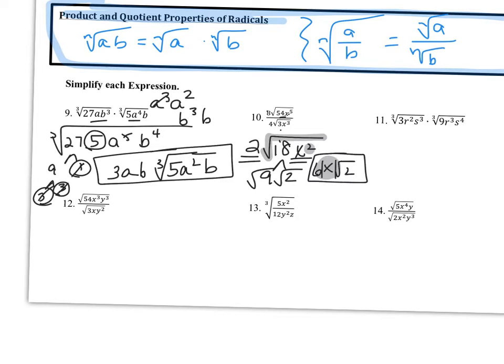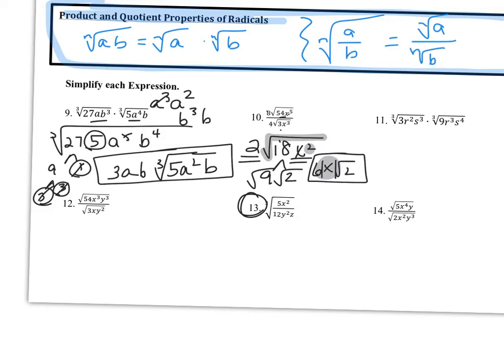Actually, I lied. I want you to try number 11 and number 12. Number 13, we're going to put a circle on it. We're not going to mess with number 13 until next class.